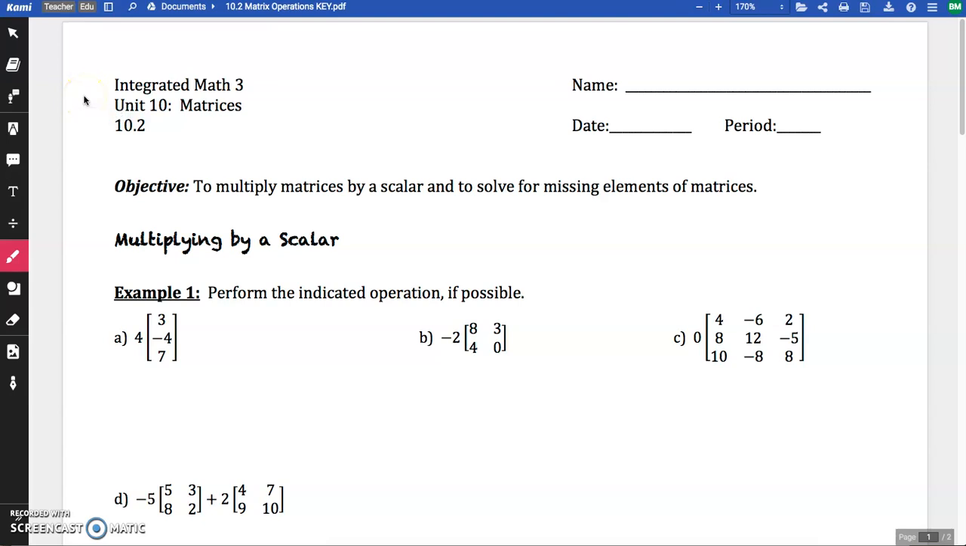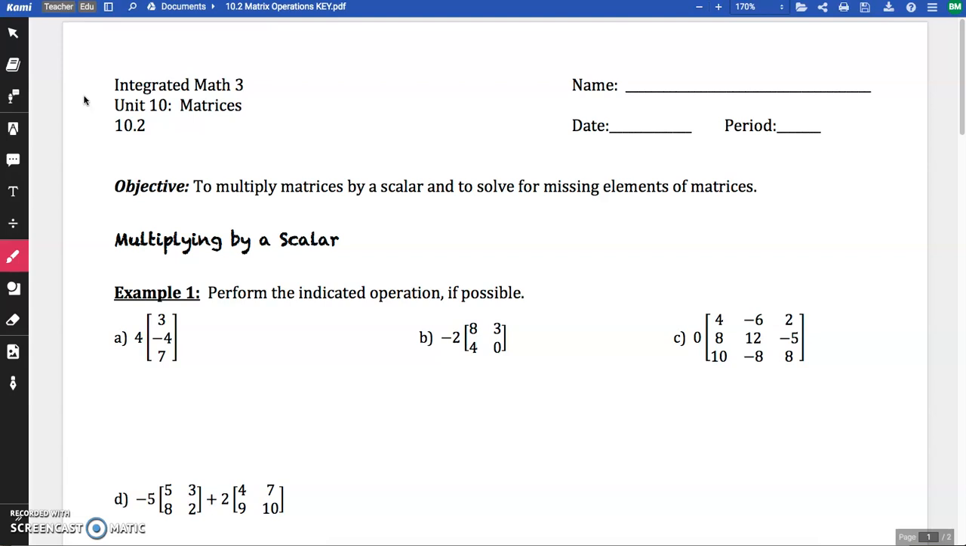All right, hi guys. Today we're doing 10.2. We're going to continue looking at matrices, and today we're focusing on a couple other matrix operations, actually just one, and then we're going to be solving a little bit here for some missing entries.